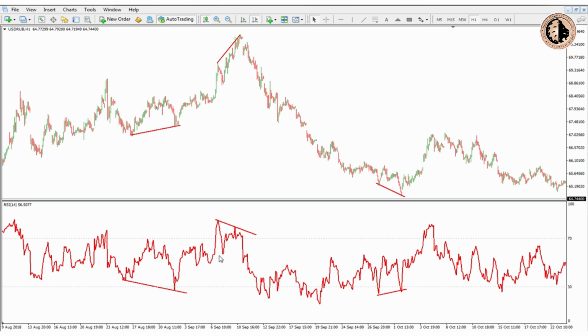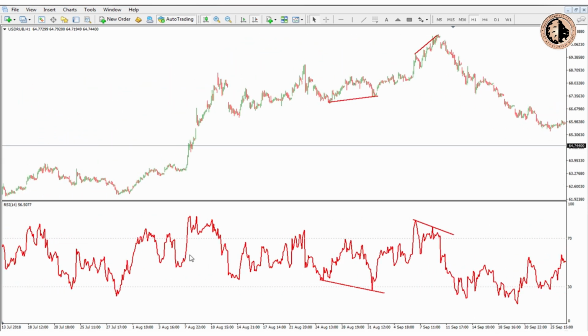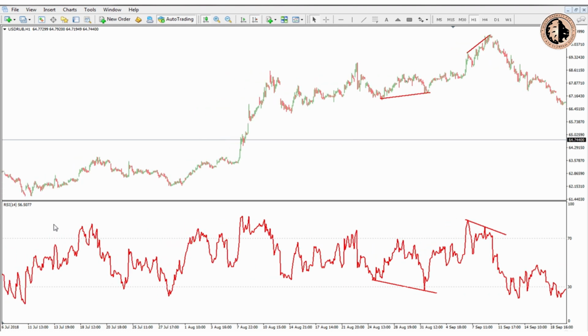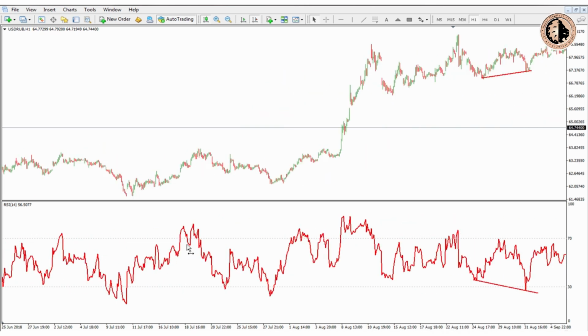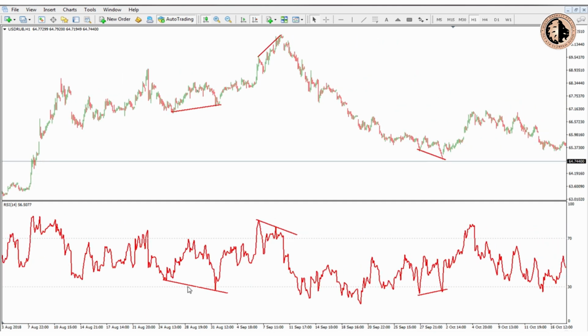Now, it would be good for you to open your platform, choose the currency pairs that you trade with, turn on the RSI or stochastic indicator, move the chart back a bit, and try to mark some regular and hidden divergences and try to bring a conclusion on the movement that occurred after the divergence on the oscillators.